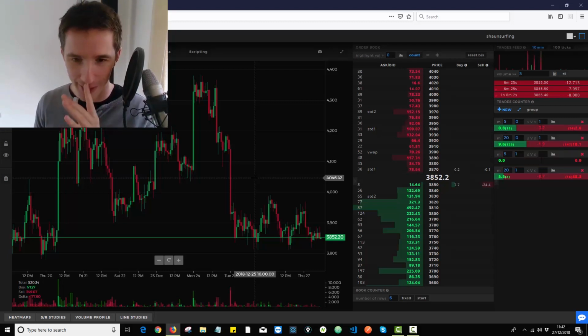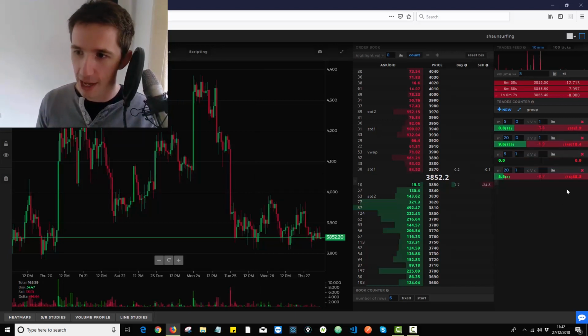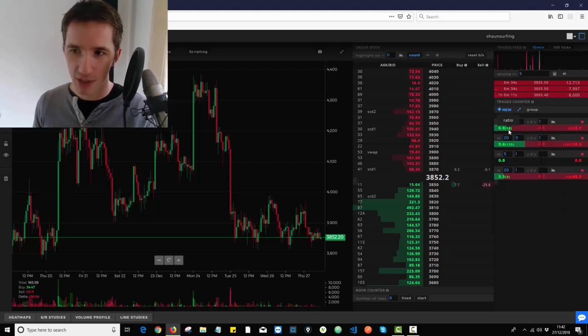Actually, I'll talk about that in another video. That counters ratio deserves a whole video to itself. But this is how you can use the trades counter to segment who are the players in the market. Are they retail or are they bigger?